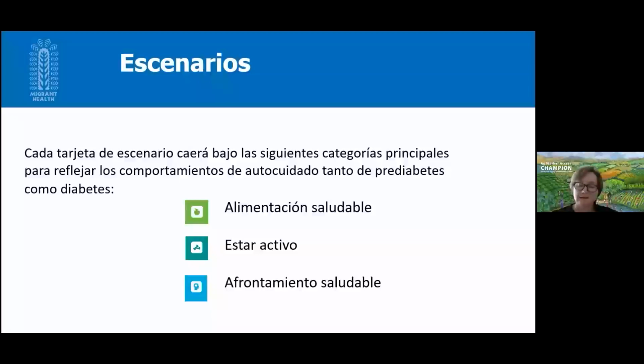So the first is healthy eating, being active, and healthy coping. These three, as you know, can be used with pre-diabetic patients as well as with diabetic patients, as well as anybody else who suffers any sort of a chronic condition. So these categories are going to help with many different types of chronic illnesses, and these are going to help us in any of those cases.